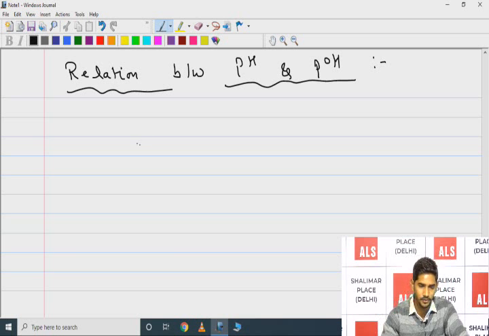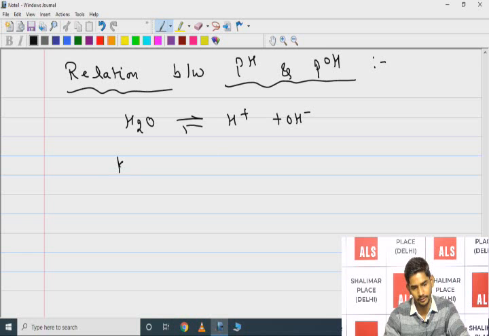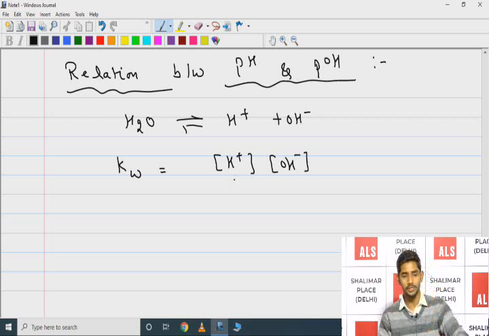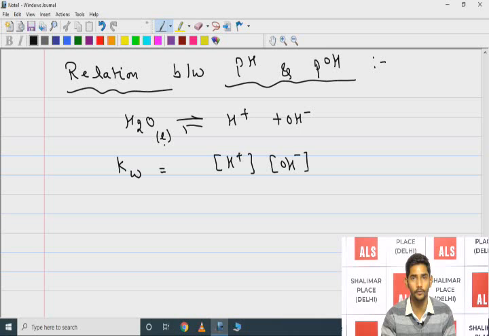First of all, we know that water can be written like this, H plus and OH minus, and I can write the equilibrium constant for this one. That will be Kw, concentration of H plus and OH minus. Remember one thing, H2O is a pure liquid, that's why we do not consider it in the expression of the equilibrium constant. I have already told you that pure solids and liquids won't be considered, but aqueous and gaseous substances will definitely be considered.